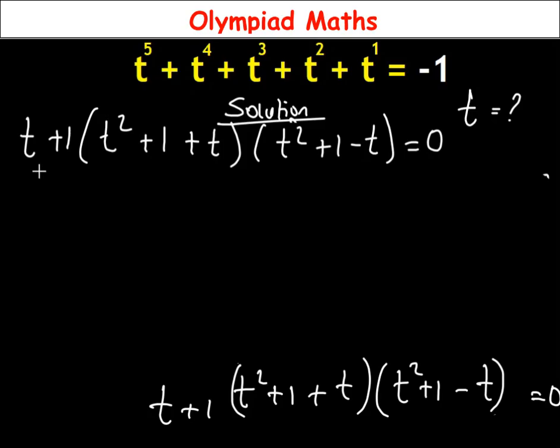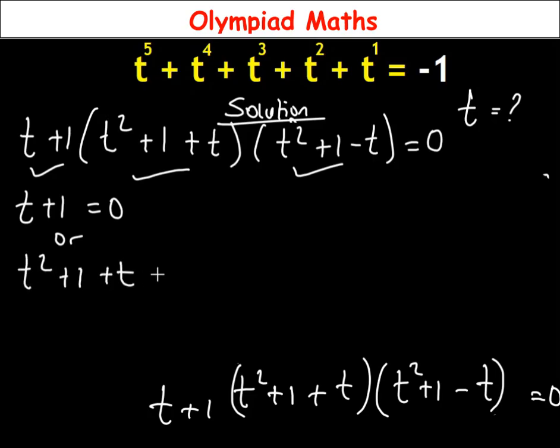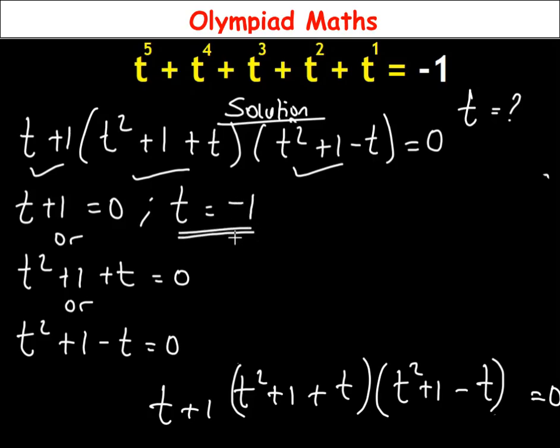With this, at this junction, t plus 1 is equal to 0, this is equal to 0, and also this is equal to 0. So we have t plus 1 is equal to 0, or t squared plus 1 plus t is equal to 0, or the last one, which is t squared plus 1 minus t is equal to 0. With this, let us then solve for the values of t. From this first equation, if plus 1 comes to this side, it becomes minus 1. With this, we've gotten the first value of t.